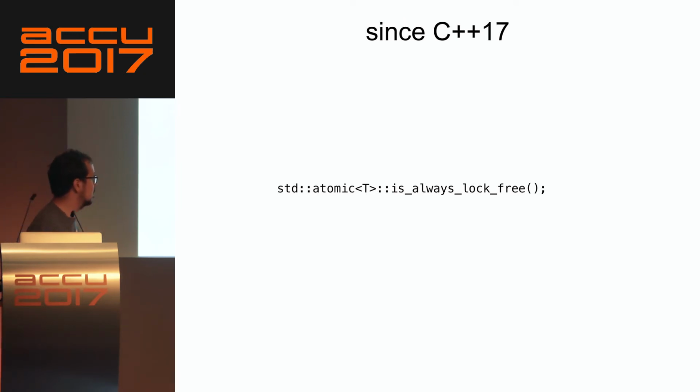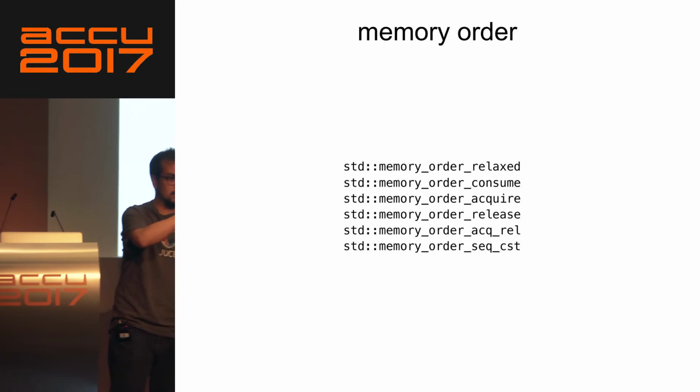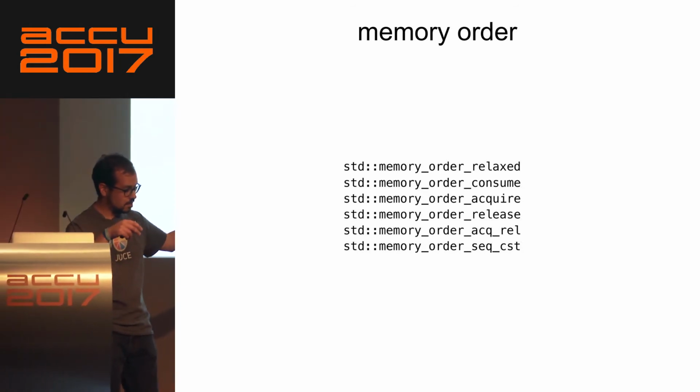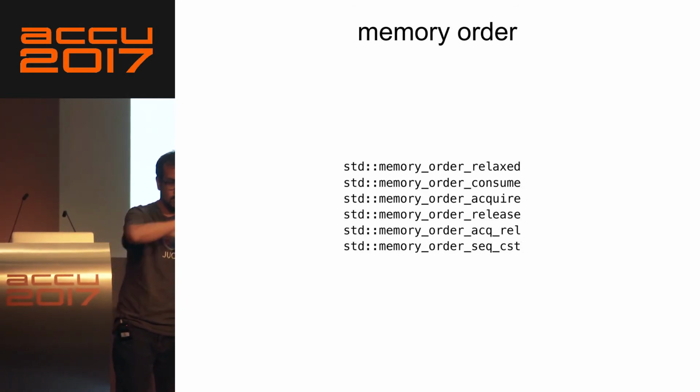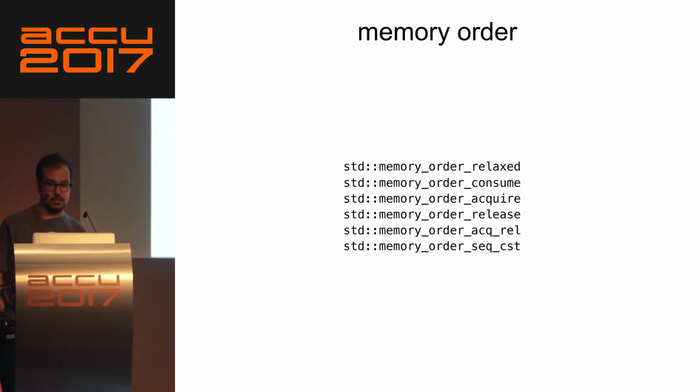The very, very last bit about atomic is that there is this memory order thing, which is basically another parameter at the end of all these operations like store and load. You have an extra parameter, which is the memory order. That's the other part of the C++ memory model that I didn't show.